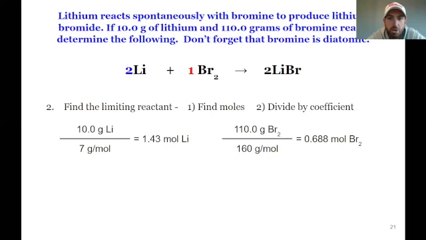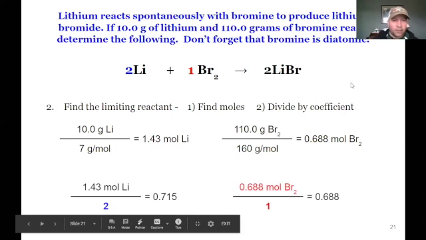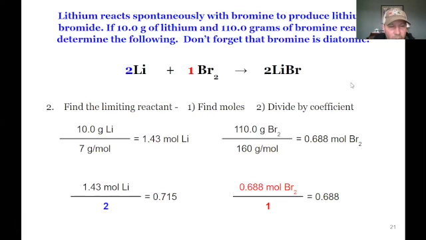Divide by the coefficient. That's right. So we're going to divide by each of their coefficients. We take the moles of lithium and divide by 2, because it's got a 2 up there as a coefficient, and we take the 0.688 moles of bromine and divide by 1, because it has a coefficient of 1. All right, what do you think? Is that pretty good? All right, everybody understand so far? We're good. So you just find the moles and then divide by the coefficient.